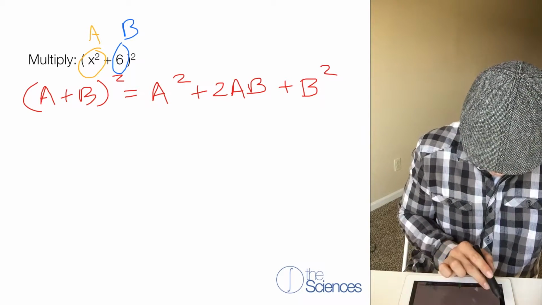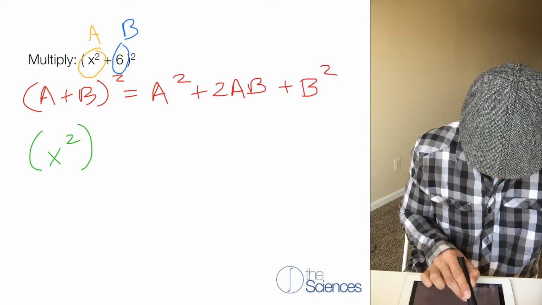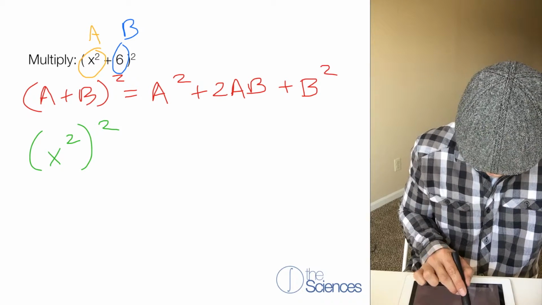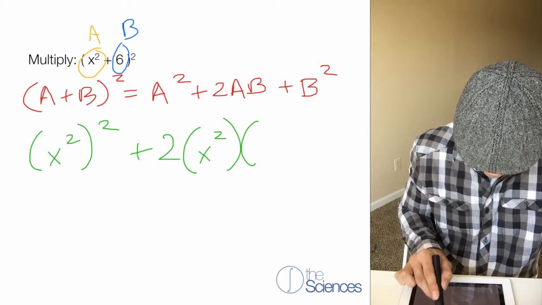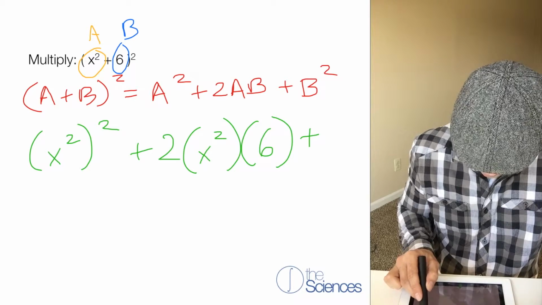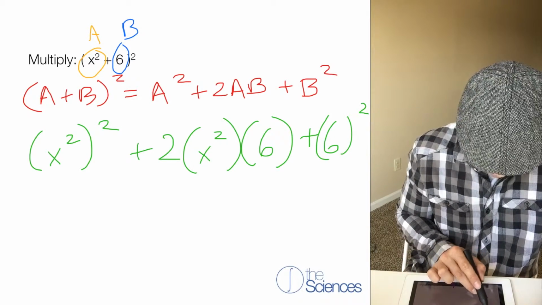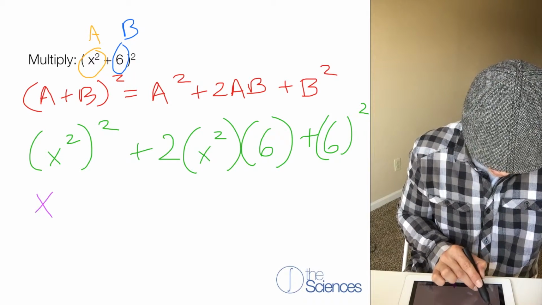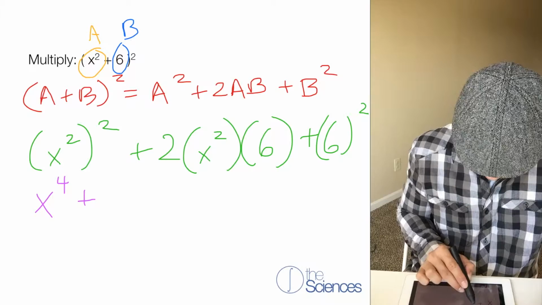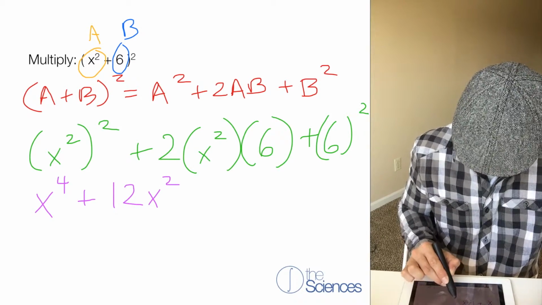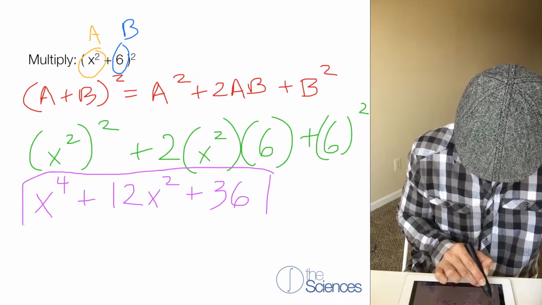So now all we have to do is substitute that. So now we have x squared as in a squared, plus 2 times x squared times b, which is 6, plus b squared, which is 6 squared. So now here we have x squared squared, so that's x to the 4th, plus 2 times 6 is 12, we have 12x squared, plus 6 times 6 is 36. So that's our answer.